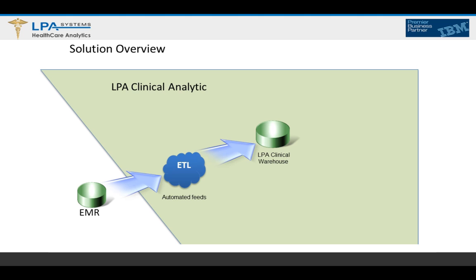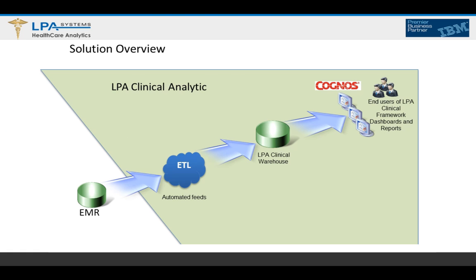So once we have it in our warehouse, we've run our cleansing routines, we've done our mapping and our validation and all those kind of good things. Now we can start preparing it for use for our end users, right? And we use IBM Cognos as the delivery mechanism for the set of reports that we've created for our end users.